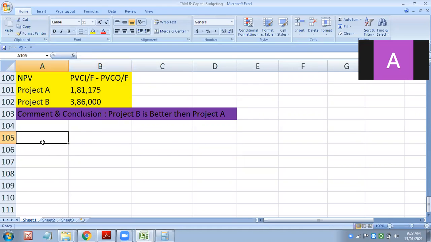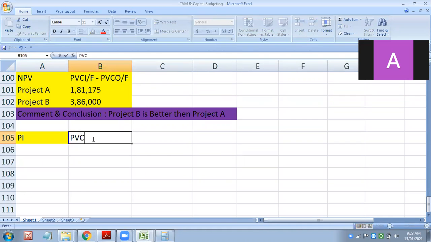Now for PI, profitability index, the formula is very simple. Again, present value of cash inflow divide by present value of cash out.